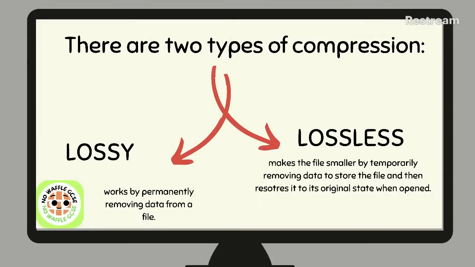Now, there are two types of compression, as we spoke about earlier: lossy and lossless. Lossy works by permanently removing data from a file, whereas lossless is about making the file smaller by temporarily removing data to store the file and then restoring it to its original state when reopened.